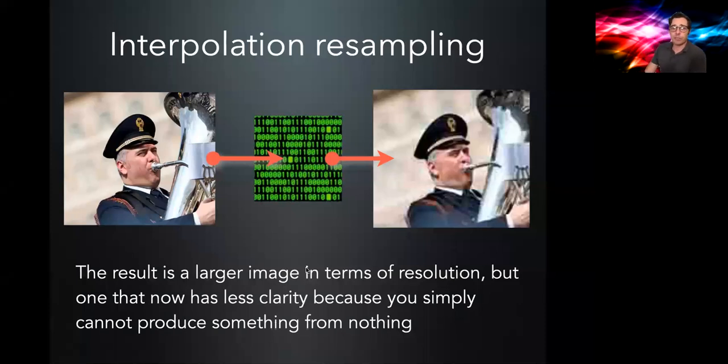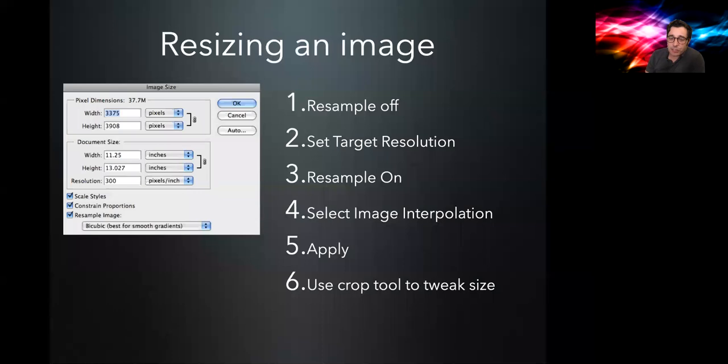So interpolation, resampling, can result in a larger image in terms of resolution, but one that now has less clarity because you simply cannot produce something from nothing. Here's an example. We've taken an image and expanded it out, and this is what it would look like on the print. Any questions about that? So that's kind of the basics of image acquisition.